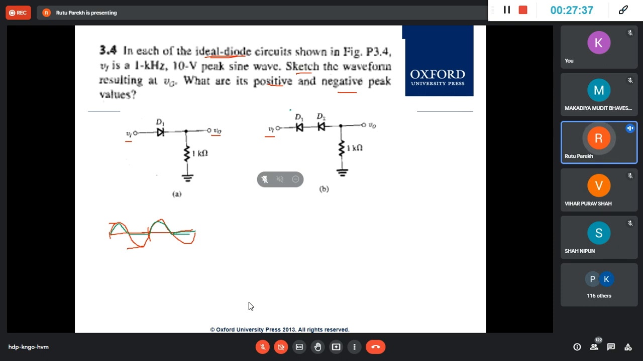Now, how about this? You are having the ideal diode model. Sine wave with the negative one. Exactly. And your frequency will be? 1 kilohertz. Same. Yeah.